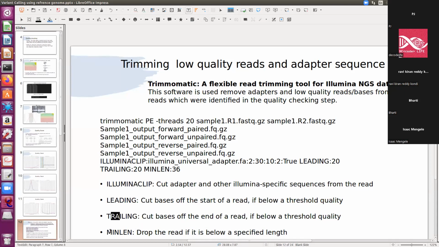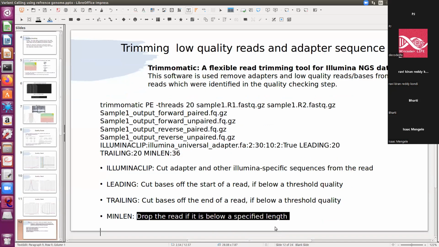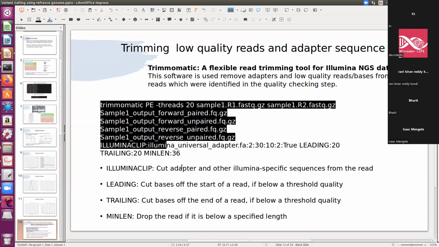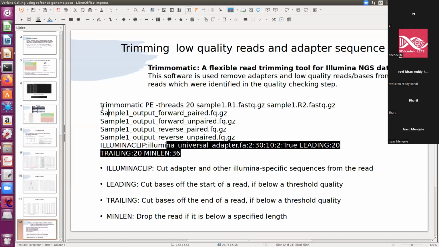And MINLEN: if any sequence has a length below the specified length. Here we have specified that the minimum length should be 36. If the read has a length below 36, then you drop it. So MINLEN drops the read if it is below the specified length, which is 36 base pairs here. So all these parameters we will be using during our run. I'll copy this in your chat box also.